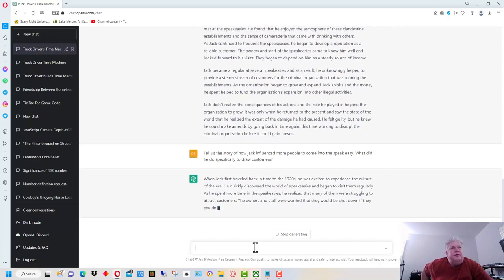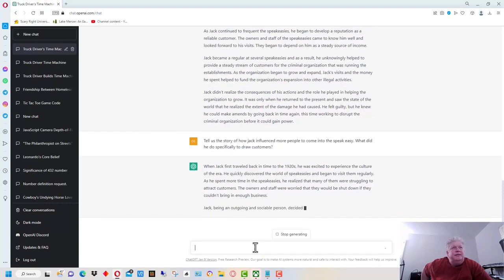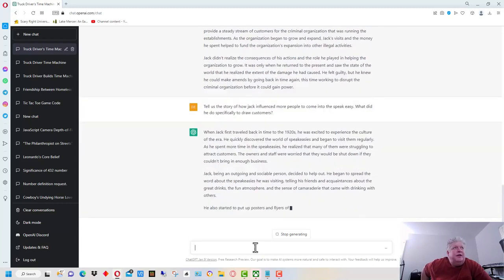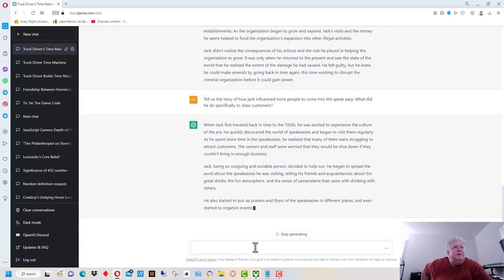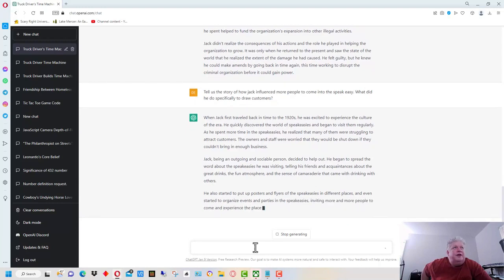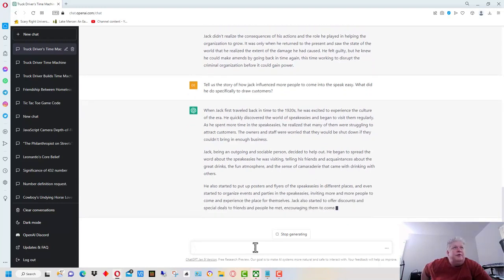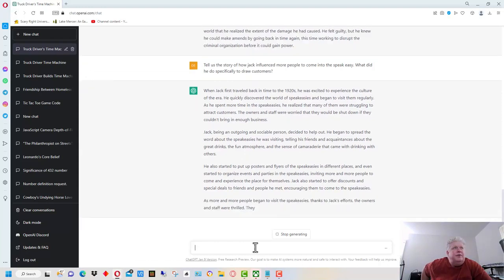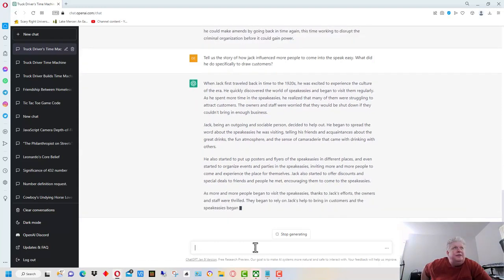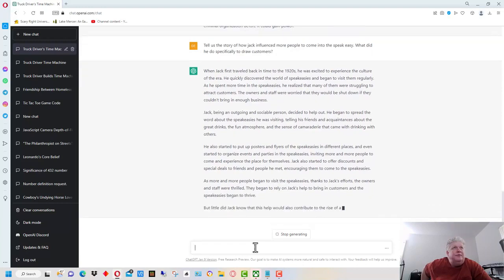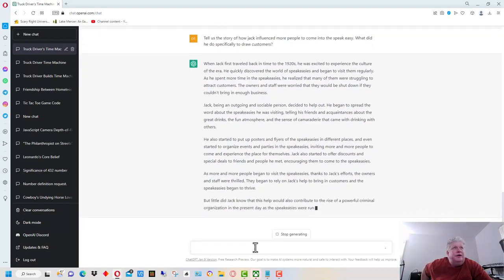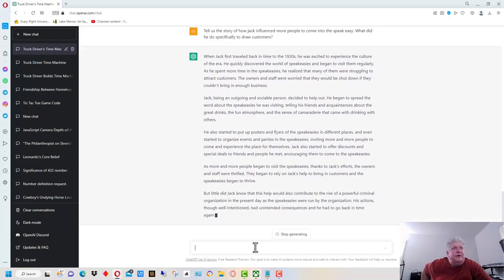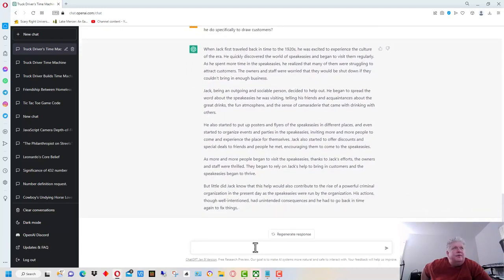All right, so it's repeating kind of the same thing. Speakeasies, he began to visit them regularly. As he spent more time in the speakeasy, he realized many of them were struggling to attract customers. The owners and the staff were worried that they would shut down if they couldn't bring in enough business. Jack, being outgoing and sociable, decided to help out. He began to spread the word about the speakeasies he was visiting, telling his friends and acquaintances about the great drinks, the fun atmosphere, the camaraderie that came along with drinking with others. He also started to put up posters and flyers.